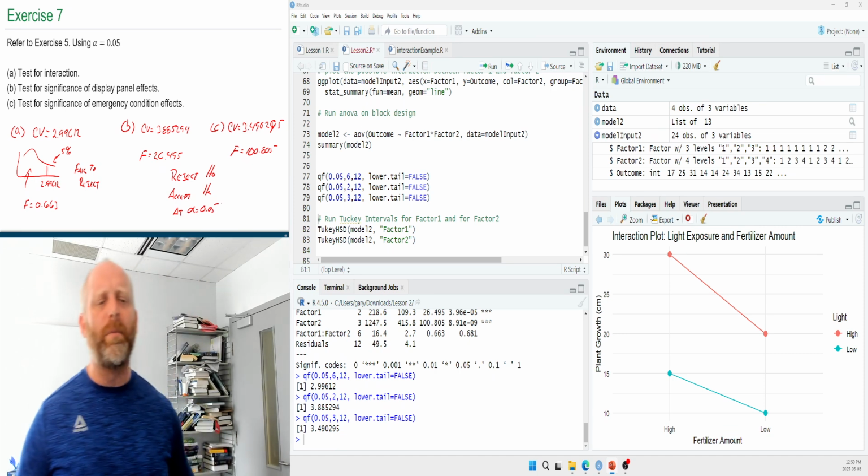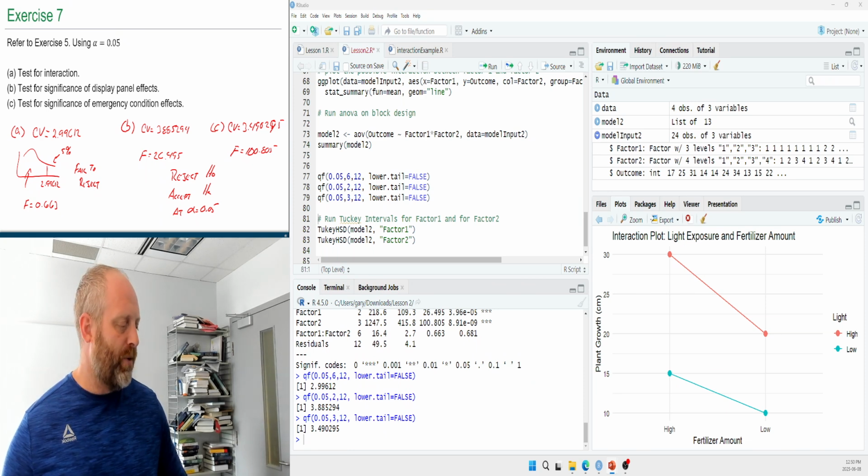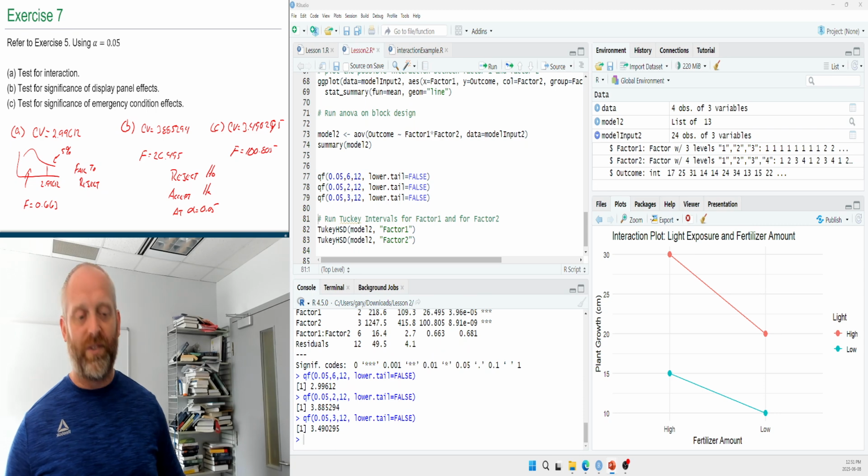Obviously, I'd write this out a little bit more exactly what each one of these means, but again, that's the general idea. So for part B and part C, when we're looking at the primary effects for factor 1 and factor 2, we're rejecting the null hypothesis, which states that there is no difference between the different levels. In this case, we're saying there is a difference between the two levels. So it does matter which display panel we're using, and it does matter which emergency condition that we are on. Now, the combination of the two, are they dependent on one another? They are not, because again, that interaction is false.